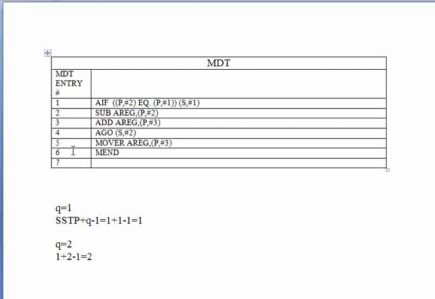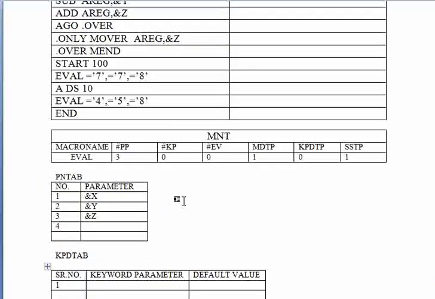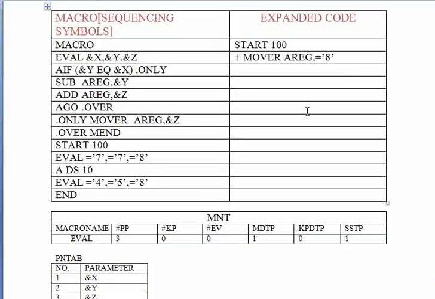Okay, now when you go to line number 6, it says MEND does not become part of your expanded code, so this expansion is currently over. Okay, now once that is done, go to the next line. The next line is ADS 10. DS is compared with EVAL, no match occurs, so this is written as it is.